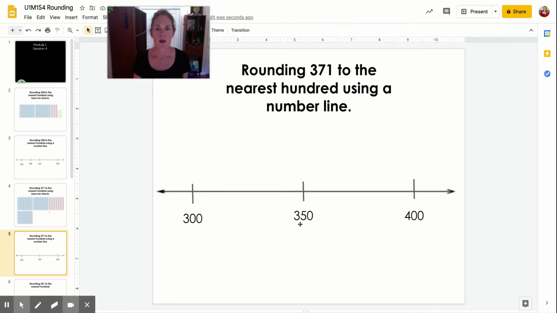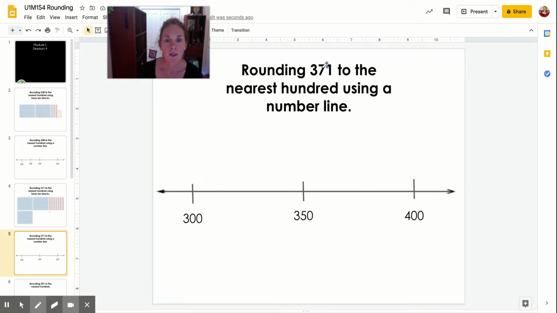Now, first of all, we have to shift our minds from rounding to the nearest 10 to rounding to the nearest 100. I know you guys already figured out that 371 rounded to the nearest 10 is 370 because this 1 in the ones place is only 1. It's really, really close to 370. But here we're rounding to the nearest 100. So 371 is between 300 and 400.